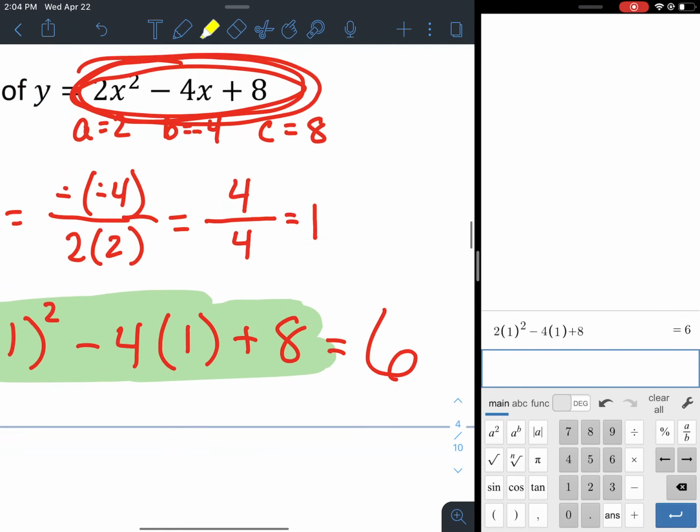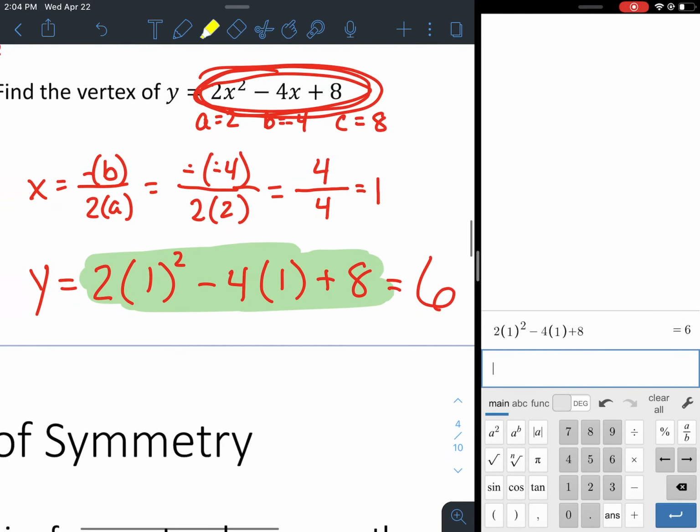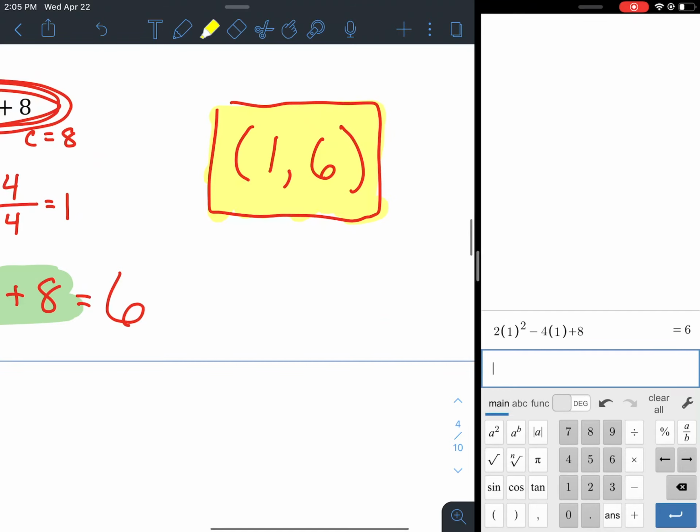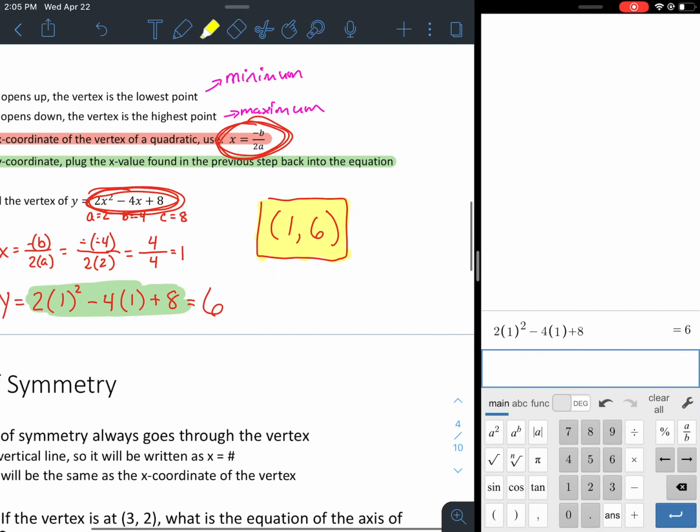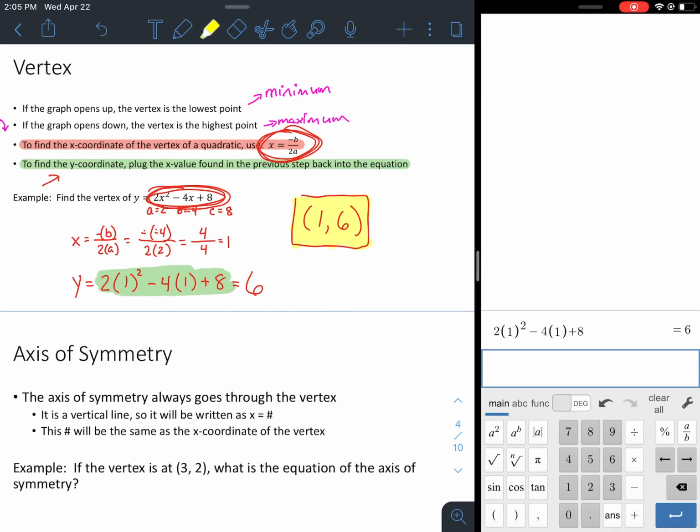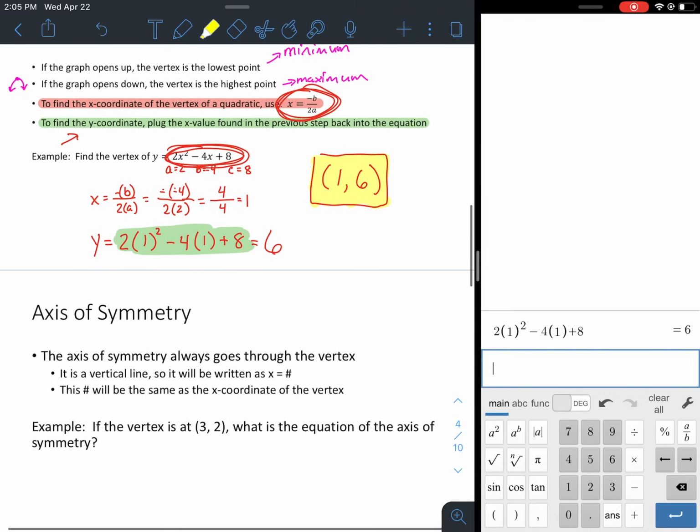That's the first half of our answer. We take that x value and plug it back into the original equation in place of x and solve to get our y value. In this case, it was 6, so our vertex is at (1, 6). Okay. If you're still feeling confused, one thing you can do is obviously rewind, watch again, try to make more sense of it as we go. But if you're ready to move forward, we're going to proceed with the notes.